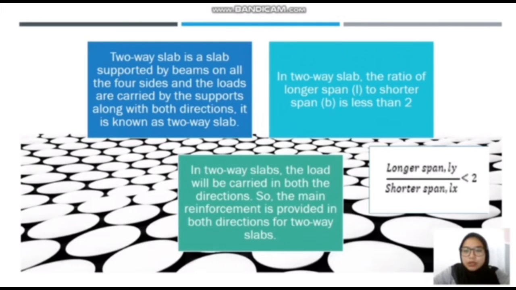So how to determine two-way slab? We can determine with the ratio of longer span Ly to shorter span Lx being less than 2. So kalau kita nak tahu itu one way slab ke two way slab, kita kena kira dahulu guna formula Ly bahagi Lx. So jawapan kalau kurang daripada 2 ia two way slab, tapi kalau lebih daripada 2 ia one way slab. Okay, so in two-way slab, the load will be carried in both directions. So the main reinforcement is provided in both directions for two-way slab. Okay, so in two-way slab, load akan carry pada dua direction lah.